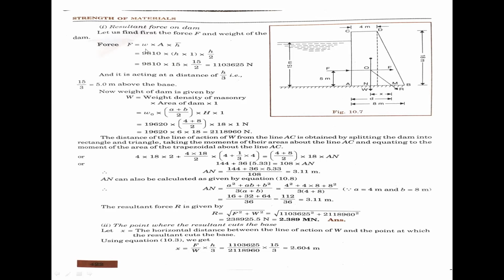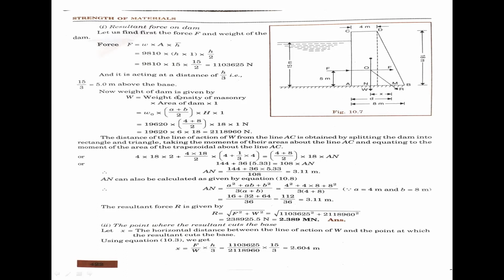Okay, this is the water density, 9.81 into 1000, you have to convert to newtons. Now finally force is 9810 into area formula, H into per meter length, and H bar equal to H by 2. Finally we got the resultant force, 11,03625 newtons, and it's acting at a distance of H by 3. See the diagram, H by 3, 15 by 3, that means 5 meters from the base of the dam, 5 meters above the base.